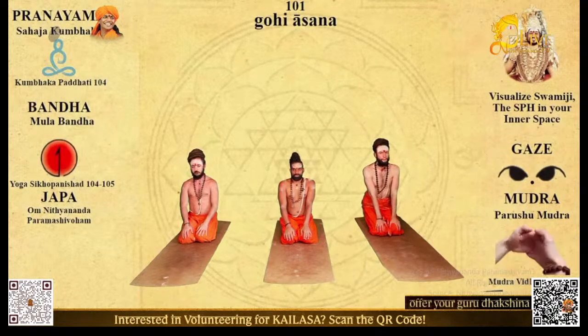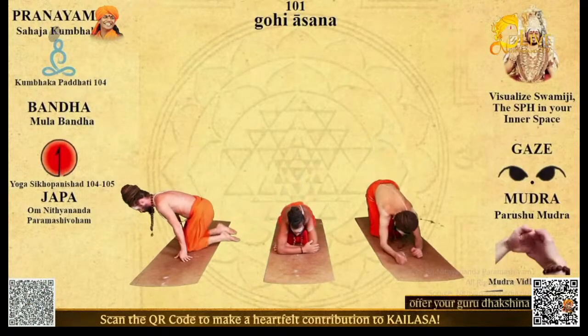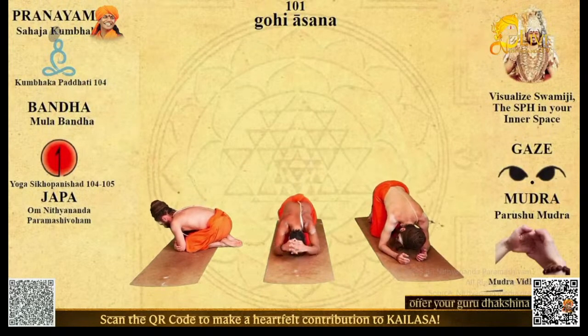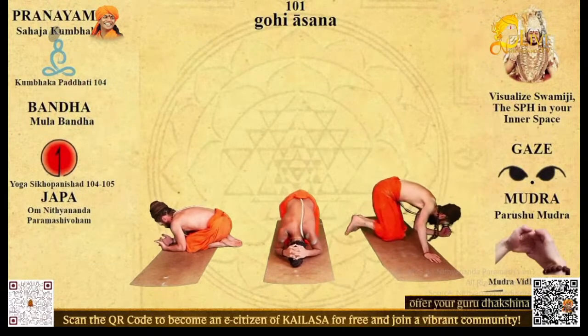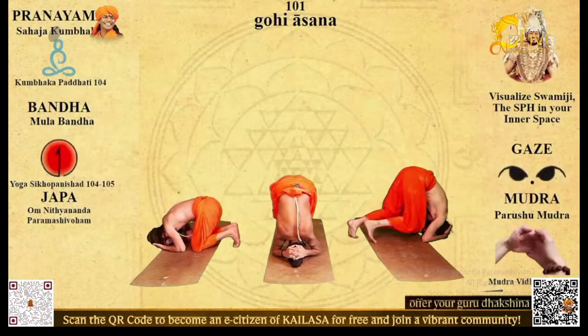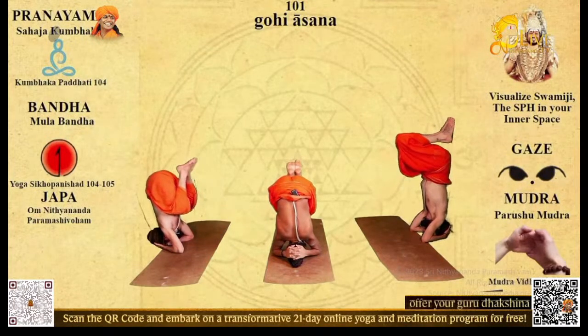The next asana is Gohyasana. Now place both the hands on the ground in front, shoulder width apart, interlace the fingers. Now bring the head onto the ground, hands supporting the head. Now hips high, bring the feet closer and lift the feet off the ground as you bring the knees to the chest, try to touch the knees to the chin.